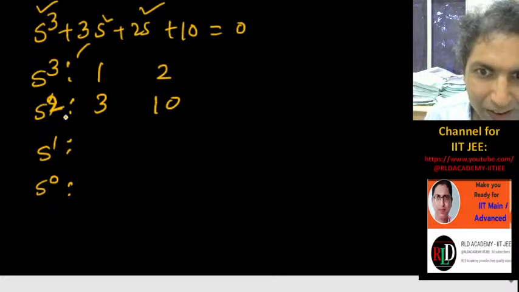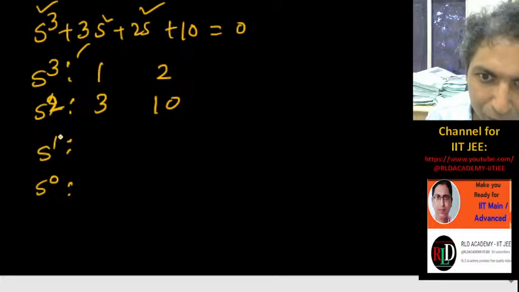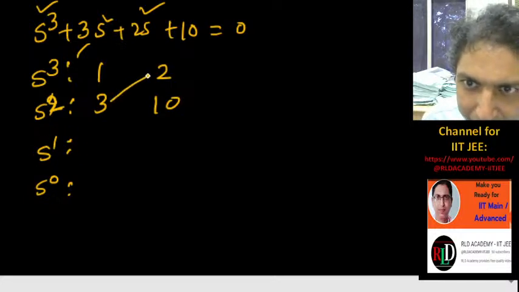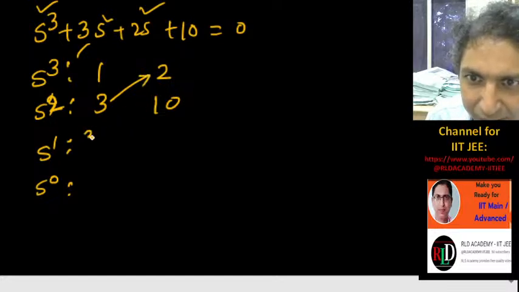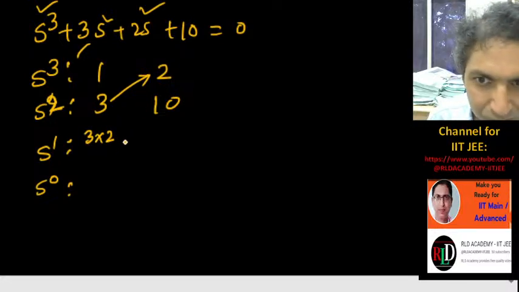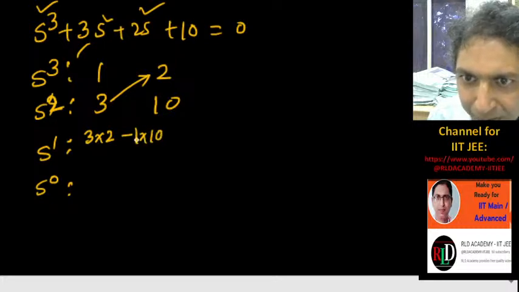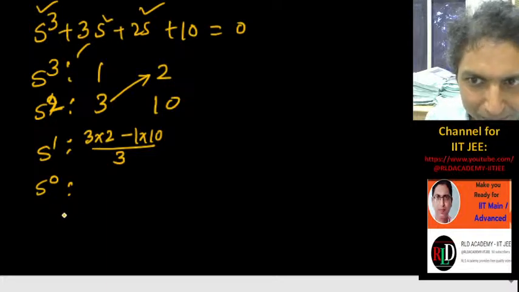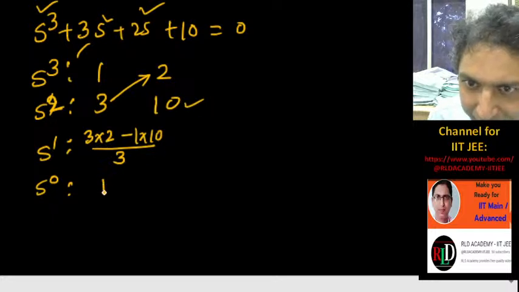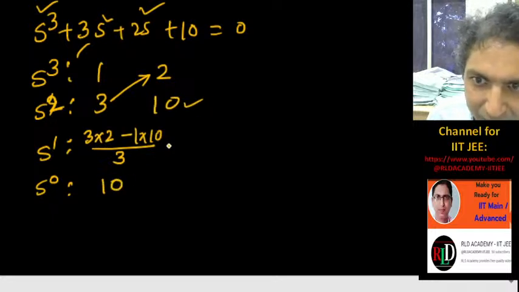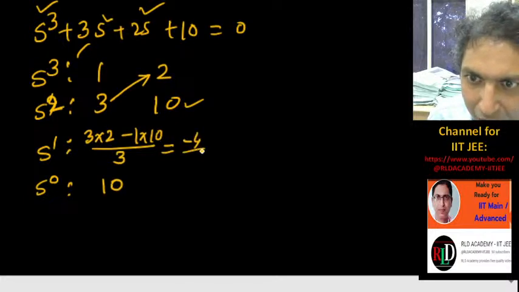Right? Then next one, I will compute the s to the power 1 coefficient. So what I will do, I will multiply this 2 first, so 3 into 2. Then I will multiply the next, 1 and 10, so minus 1 into 10, divided by this element 3. And s to the power 0 will be the last one, this 10 that is coming here. So this value we can compute: 6 minus 10 is minus 4 upon 3.